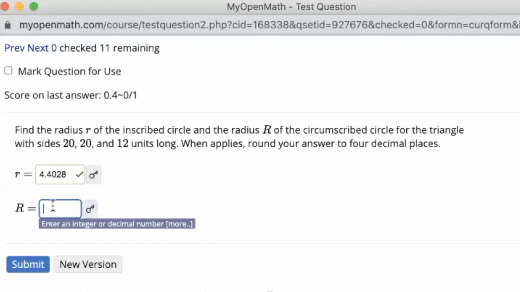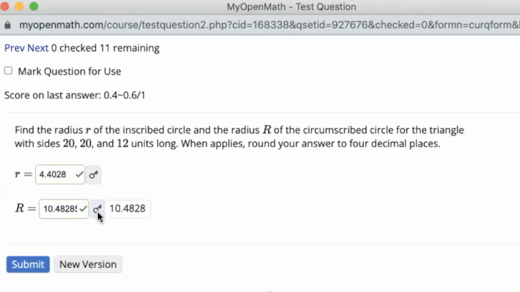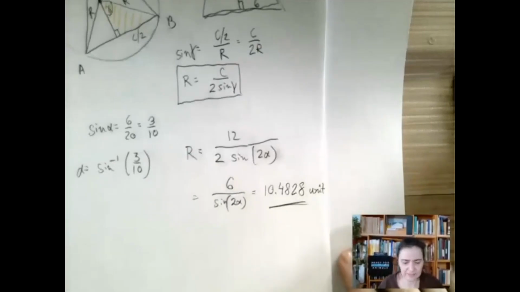And then we check. So we think it was 10.48285. So ours is a little bit more precise than, yes. So we got it right. Excellent. Thank you for watching.